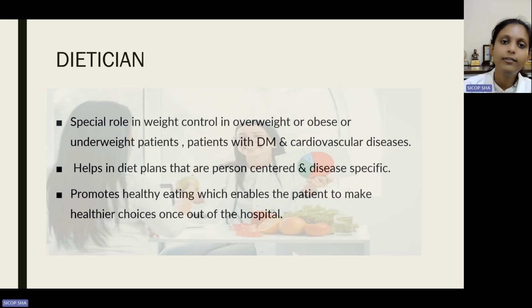So the underweight will have a different protocol, the overweight will have a different protocol, overweight with diabetes will have a different protocol. Likewise, each disease will have a different protocol or diet chart. So the dietitian will give different patient-centered and disease-specific diet plans. They also promote healthy eating, which enables the patient to make healthier choices once out of the hospital.